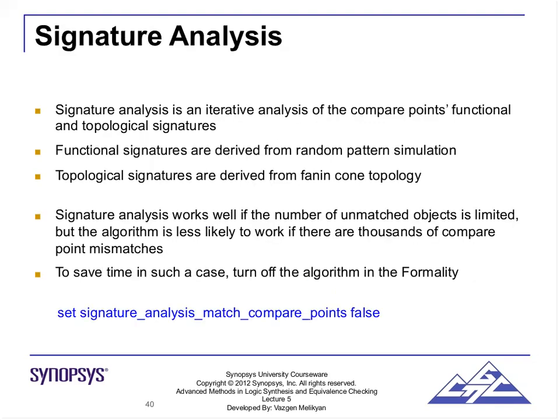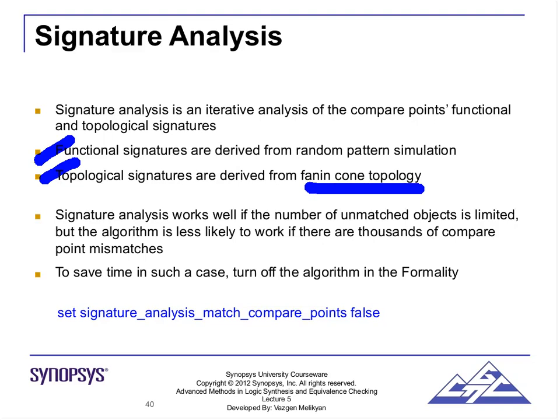Next comes the signature analysis. The last one, the signature analysis. This is a slightly more complex thing. Now, a signature of a compare point is an iterative analysis. So it is the way the logic cone behaves on giving some input vector. So that is the signature. So there are functional signatures that derive from random pattern simulation. So it will input some random patterns, and so the difference is that functional signatures are derived from random patterns. Topological signatures are derived from spanning cone topology. So the second case here, the topological case compares the logic cones by structure. The functional signatures compare the logic cones by giving some random patterns and looking at the functional values in the logic cone.